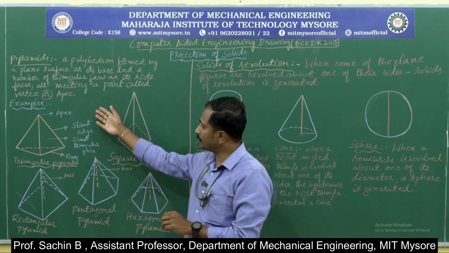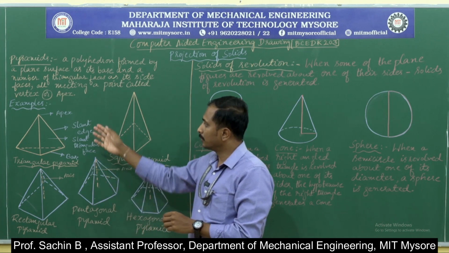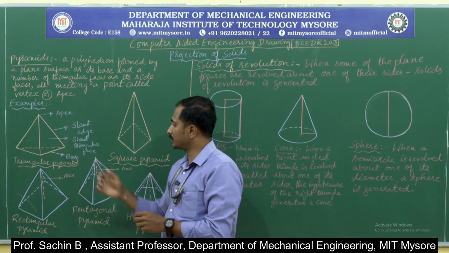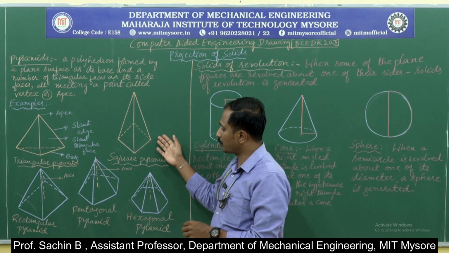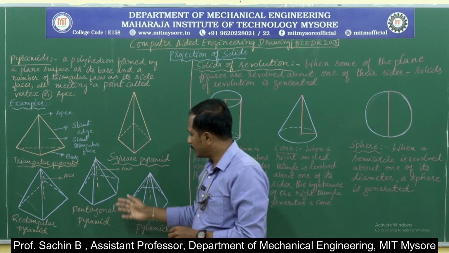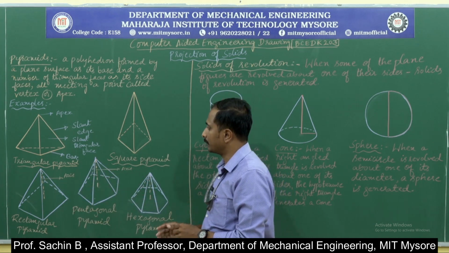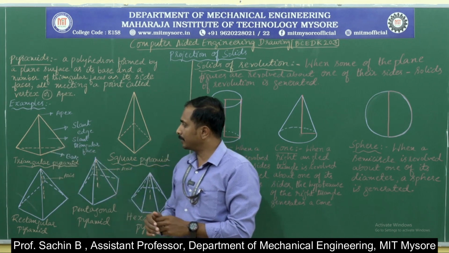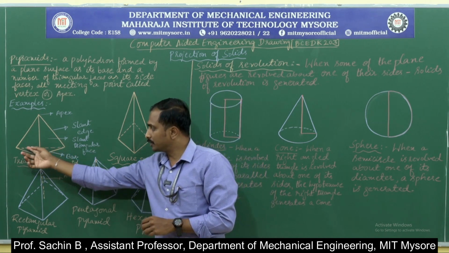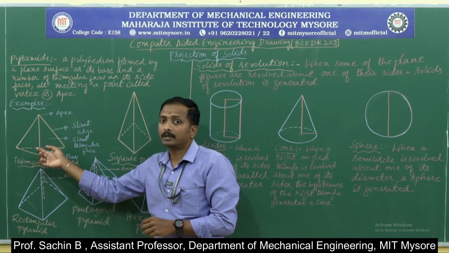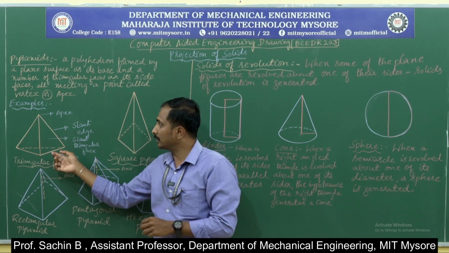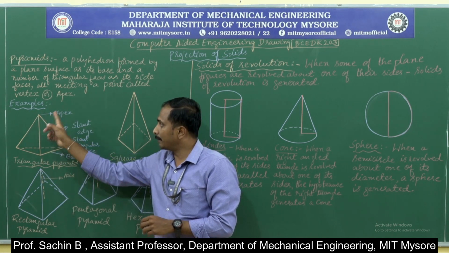Next, I have written some examples of pyramids. The first one is the triangular pyramid. The second is the square pyramid, then the rectangular pyramid, pentagonal pyramid, and hexagonal pyramid. When it comes to the triangular pyramid, just observe here. This is the base, which is the triangle. This point is called the apex.